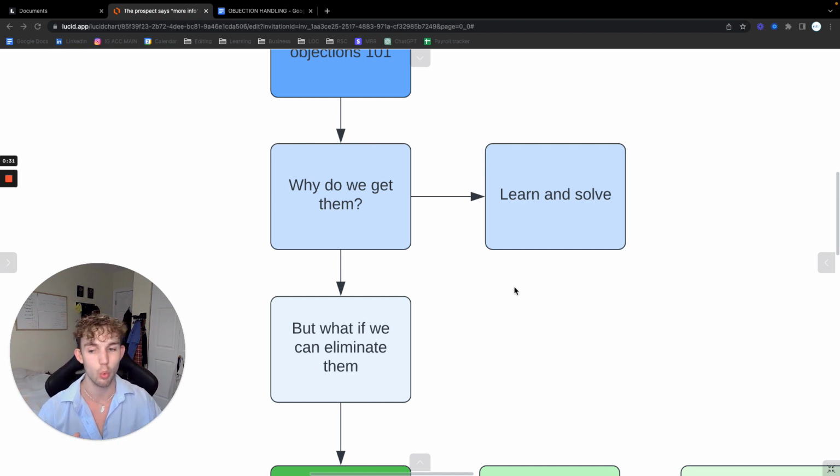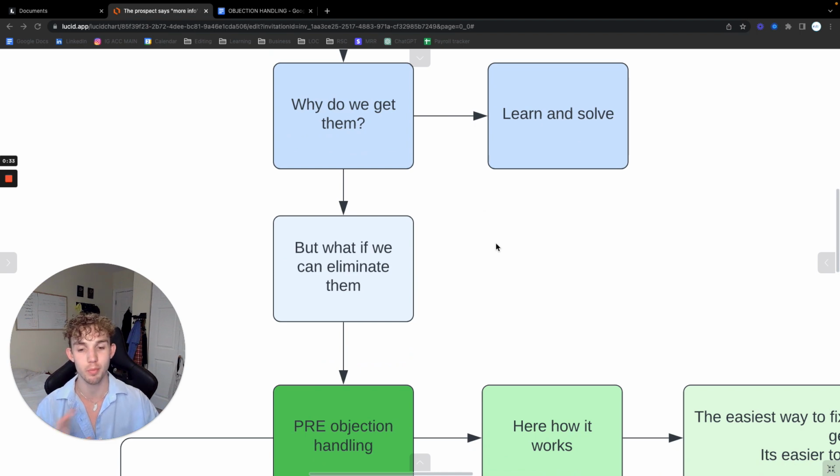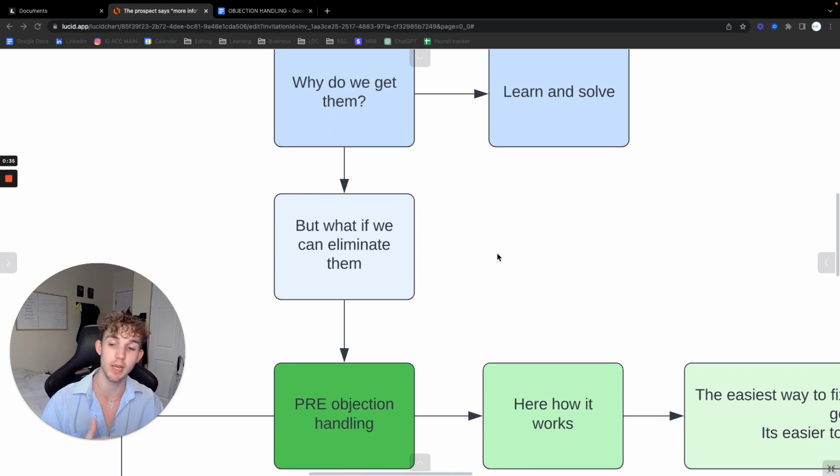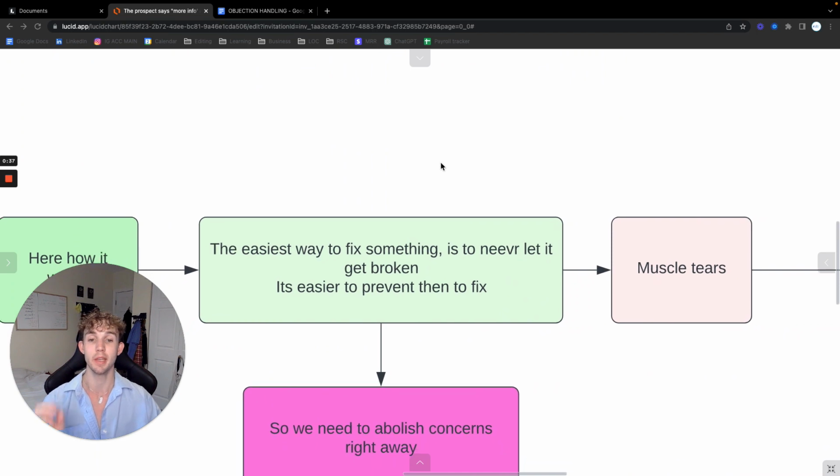But what if we can eliminate them from the get-go? Okay, and this is called pre-objection handling, and here's how it works. The easiest way to fix something is to never let it get broken, right? It's easier to prevent something from happening than it is to fix it. Take a glass, for example. Okay, it is a lot easier to prevent it from breaking by carrying it carefully and placing it in the cabinet where it can't be broken than it is to try and tape it back together once you've dropped it and it's splattered all over the floor.